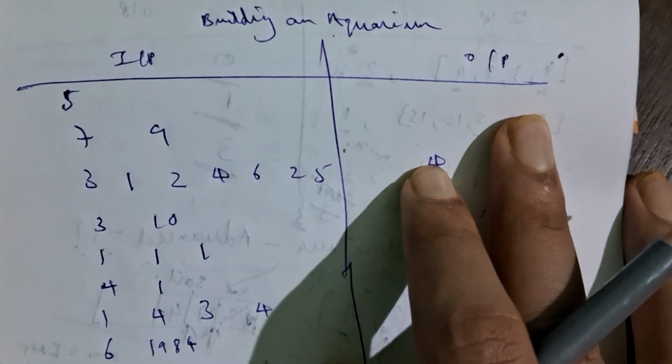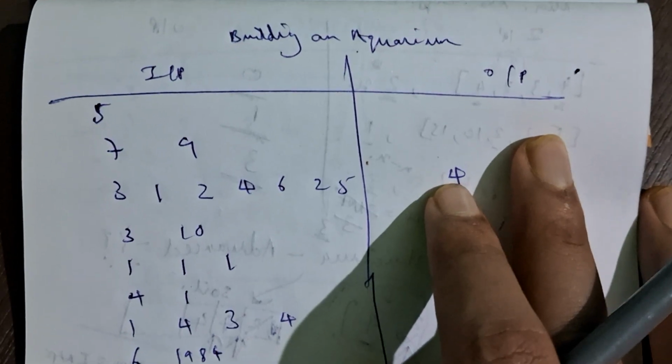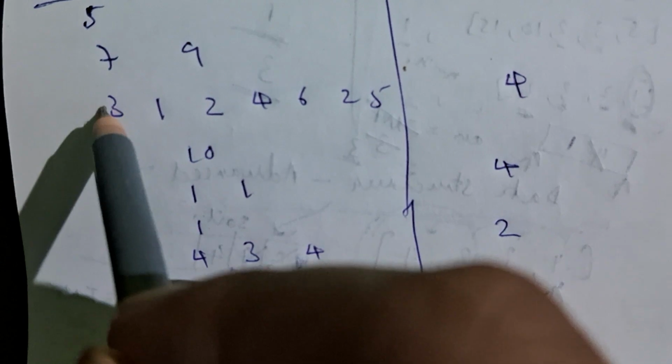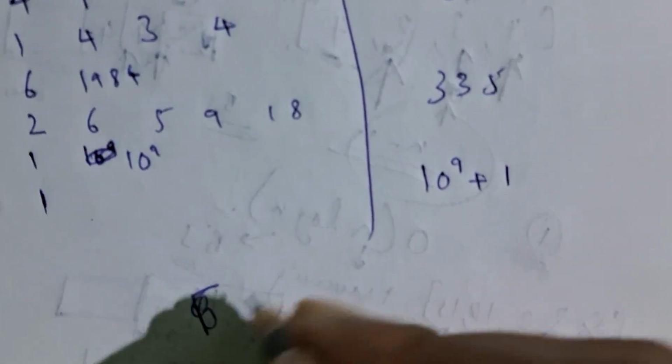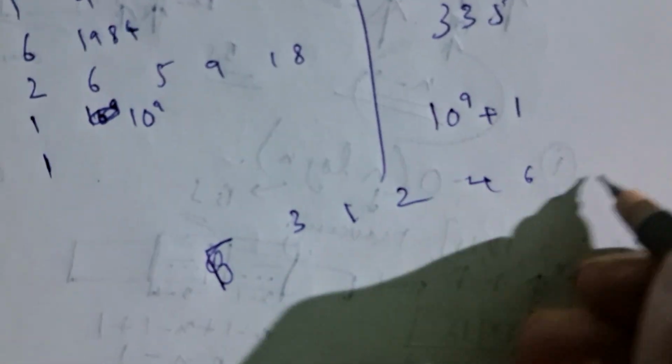I'll pin them. The problem statement I won't discuss much because you know it. Basically, there's an aquarium where the bricks are of different lengths. Let me draw this. First let me write the array. It is 3 1 2 4 6 2 5.